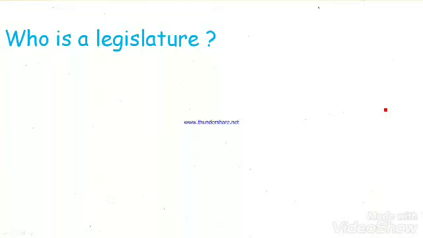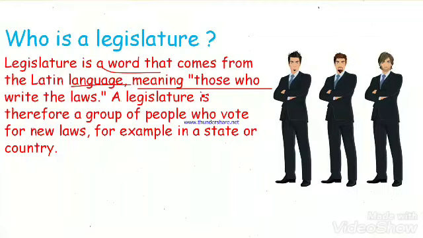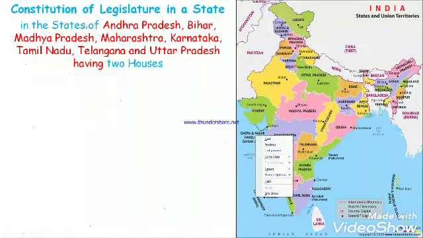Okay, so now there will be a term called legislature, and you will have to read this term. So before going to that topic, let's understand who is a legislature. A legislature is a word that comes from the Latin language, meaning those who write the laws. A legislature is therefore a group of people who vote for new laws, for example in a state or a country.